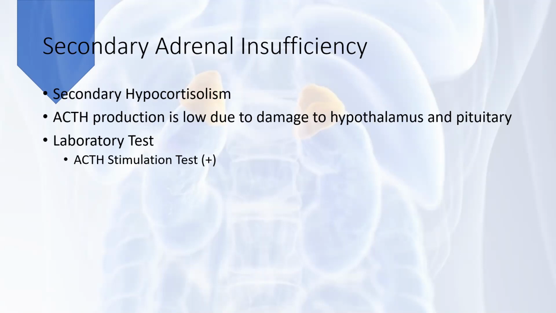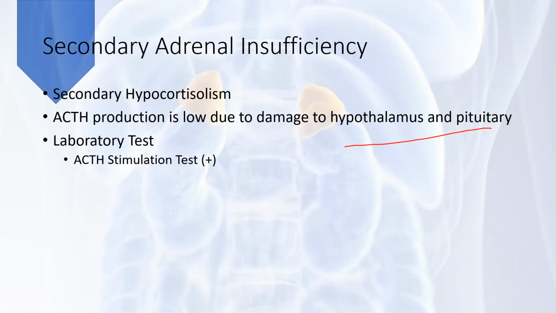How about for secondary cortisolism? ACTH production is low due to the damage of hypothalamus and pituitary. O ngayon, gamitin natin dito si ACTH stimulation test. Kapag si ACTH, binigyan natin at nagkameron ng production ng cortisol, hindi si adrenal ang problema mo. Ang problema mo, si pituitary o kaya si hypothalamus.